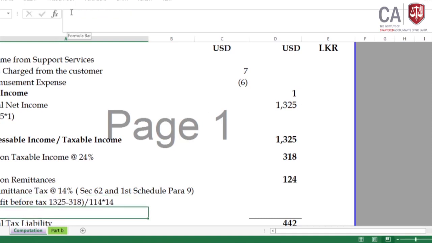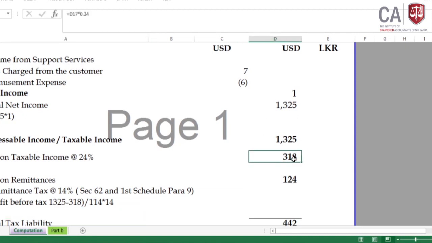Then in the accounting terms it is 1325. Tax paid in Sri Lanka at 24% is 318. Then the profit includes the remittance tax also. We do not remit 14% on the profit; the profit includes the remittance tax. Then you have to take it from the base 114 into 14. Then this is the answer.